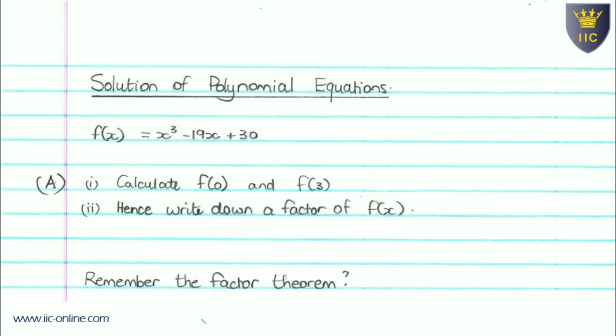And one of my students has asked me the question, how do we solve the following problem that is on your screen? So we're going to tackle it today. f(x) is equal to x cubed minus 19x plus 30. And we are asked to calculate f(0) and f(3), and hence write down a factor of f(x). Hence, by the way, means use whatever you've learnt in the previous question to help you to answer the question that follows.